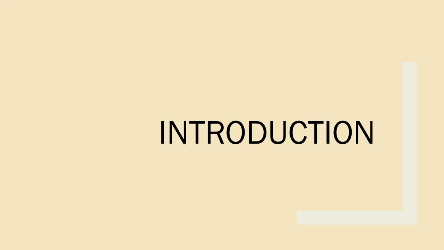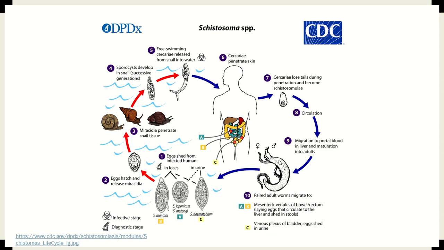An introduction. Schistosomiasis is a disease caused by parasitic worms. It commonly occurs in Africa, Asia, and South America. An estimated 200 million people are infected and 800 million people are at risk. This makes it one of the most prevalent parasitic infections in humans.